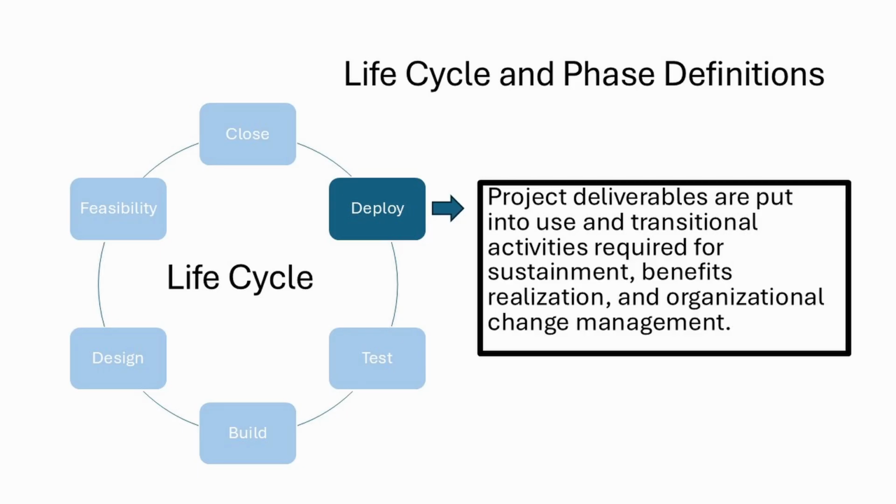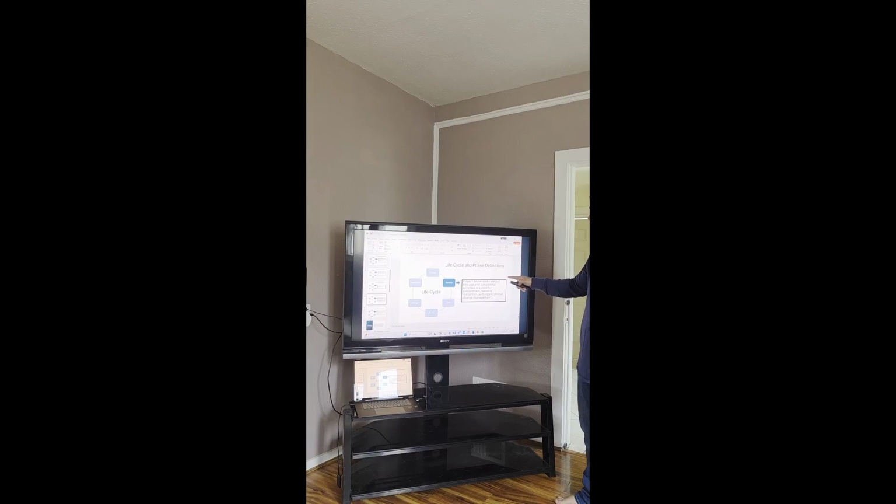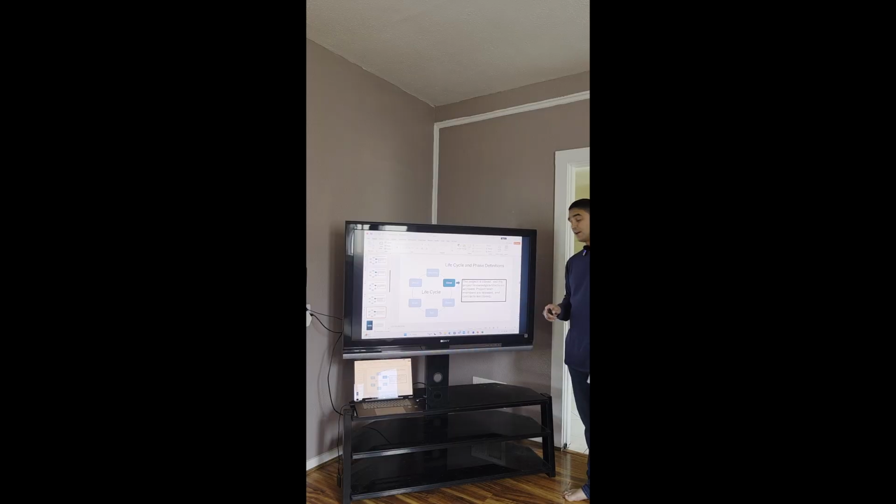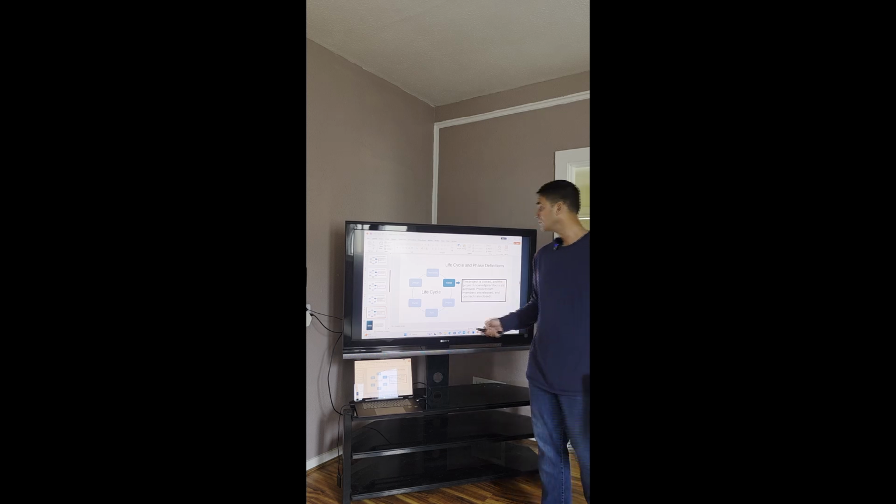Finally, we have deploy. Deploy looks at putting the deliverables into use, and the transitional activities required for sustainment, benefits realization, and organizational change management. At the end, we close the case. This is where the project is closed and the knowledge or artifacts gained from the project are archived, the project team members are released, and the contract is closed.